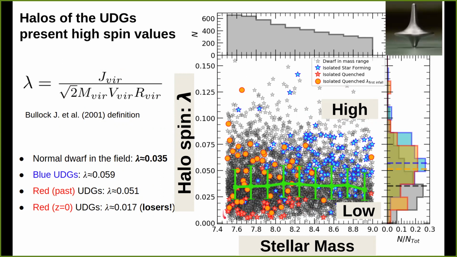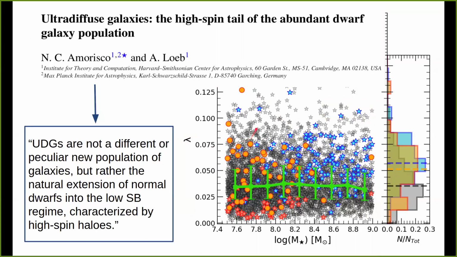This is due to the interaction with massive halos in the past. But when we measure these values of spin before the infall, we find that these values of spin are very high. That is, the halos have lost angular momentum. This is in good agreement with the work of Amorisco and Loeb, where they describe that UDGs are an extension of dwarf galaxies with high spin halos.